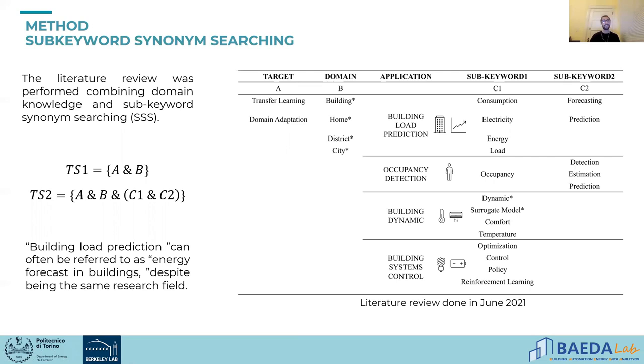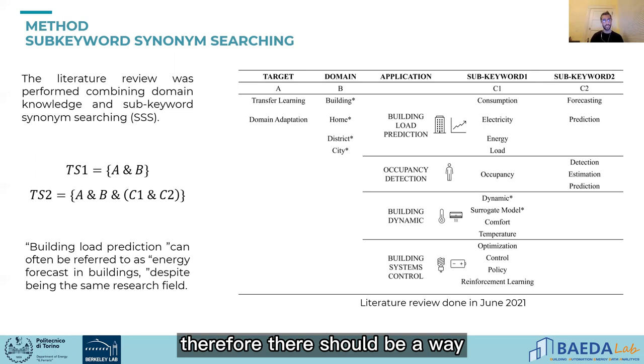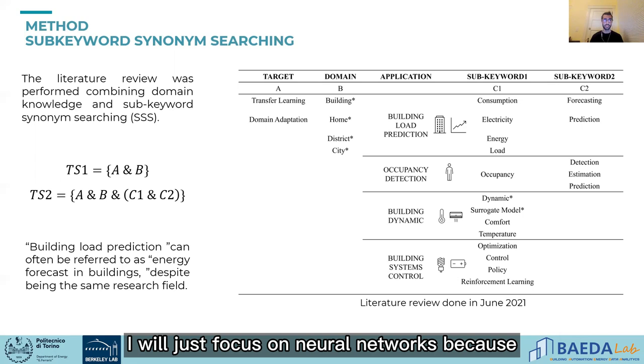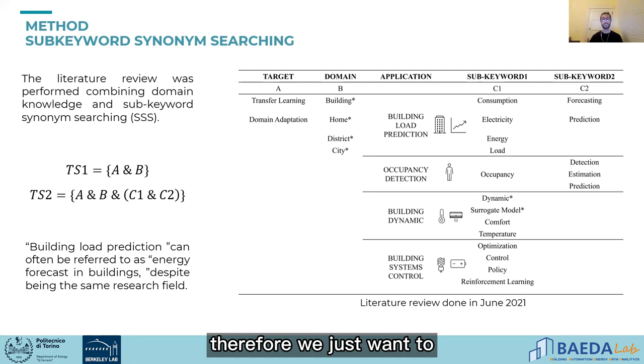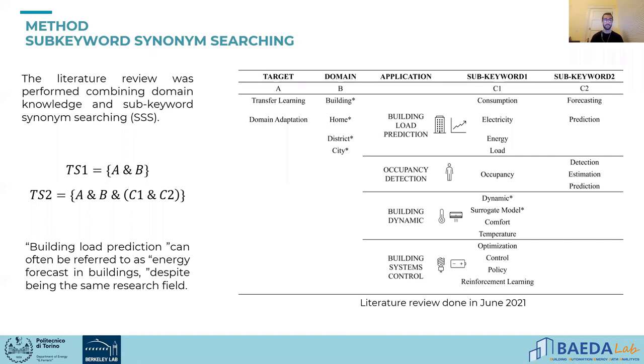the main idea behind the application of transfer learning is that many times, buildings are more similar than different. Therefore, there should be a way to transfer the similarity to a neural network, for example. For simplicity, I will just focus on neural networks because we have seen that it is the most used technique. Therefore, we just want to infer the similarity between buildings through the model parameters, so through the weights and biases of the neural network. However, this can be helpful or this can be really a bad idea.